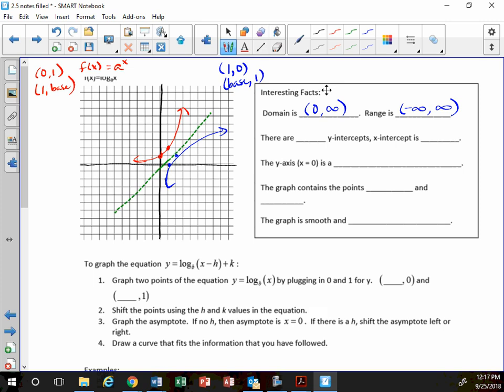And this time, instead of not having any x-intercepts, we don't have any y-intercepts. So there are 0 y-intercepts. And your x-intercept will always start as (1, 0). Instead of a horizontal asymptote, we have a vertical asymptote.